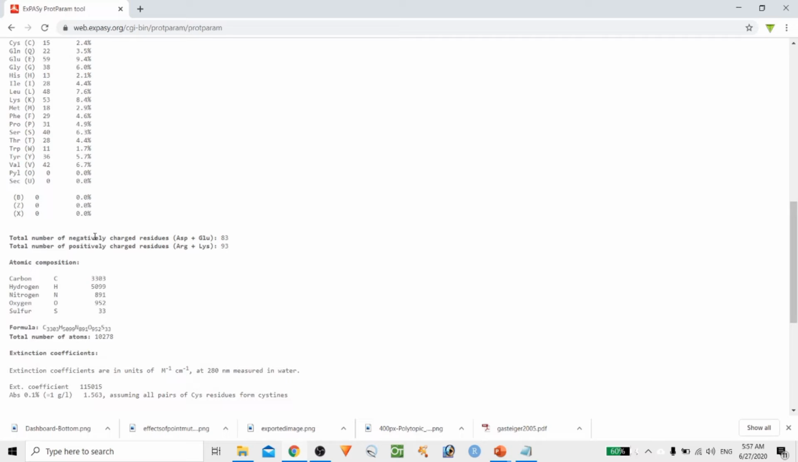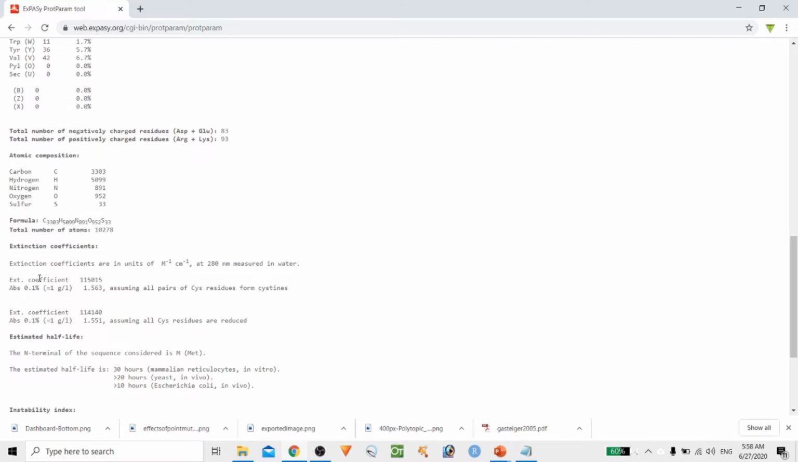For the total number of charged residues, you can see the acidic residues, aspartic acid and glutamic acid, are 83. The basic residues, arginine and lysine, are 93. You can also see the atomic composition, with how many atoms of each type are in this protein. It will also show you the molecular formula and the total number of atoms.